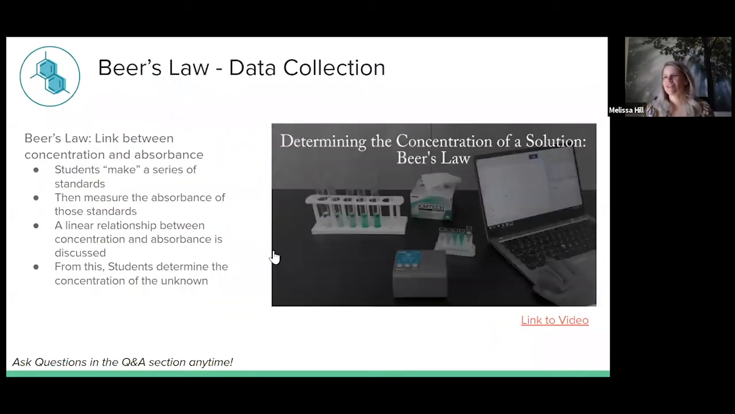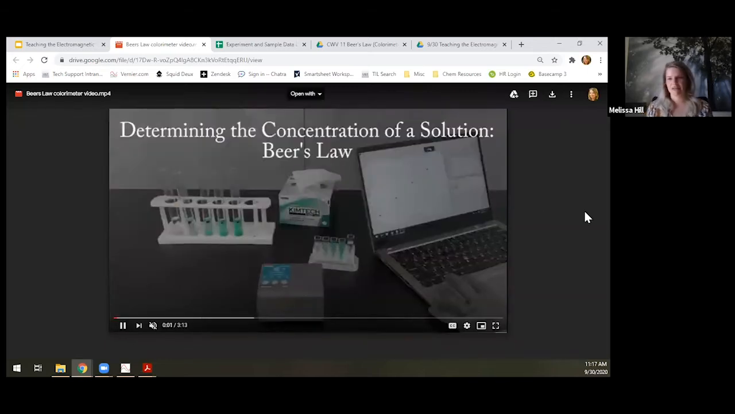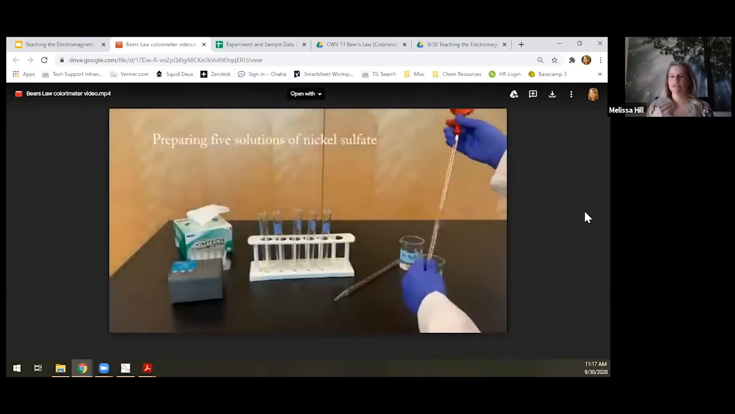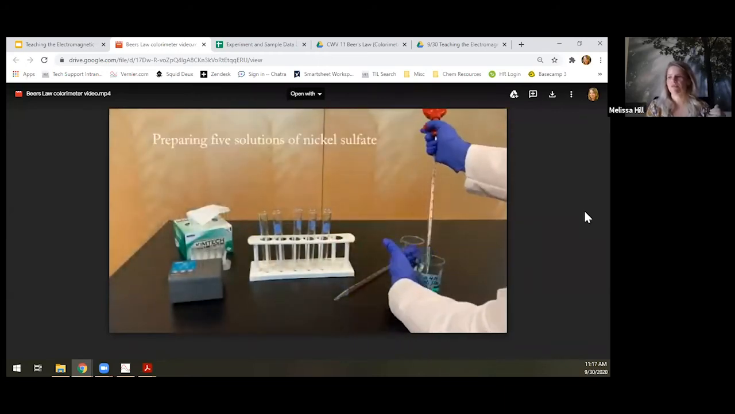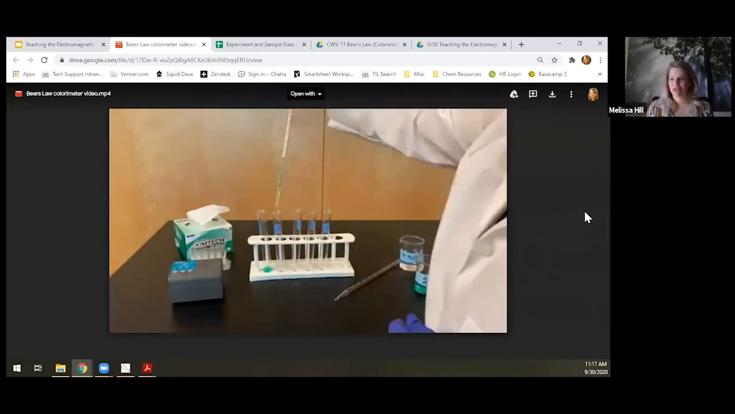So let's go ahead and get started with Beer's law. And for both of these, I have in that magical folder that was shared out in the chat and that I showed earlier, they both have a video. And in this video, it goes through the entire experiment as it is written in our lab book. So not only do you get the student version of the experiment in that folder, but you also get this video that shows it as if the student was doing it.